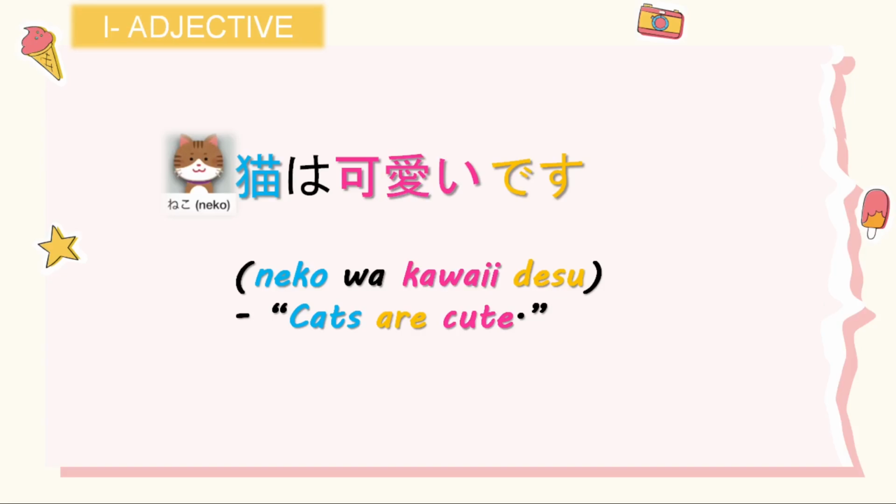Cats are cute. They really are indeed. 猫は可愛いです. 可愛い is an e-adjective here. And 猫 means cat. Now, is the statement in the polite form?